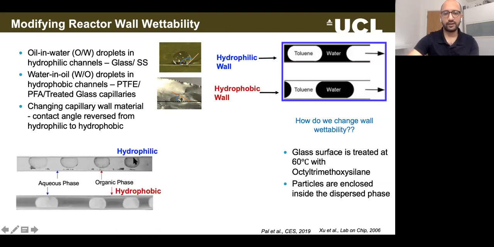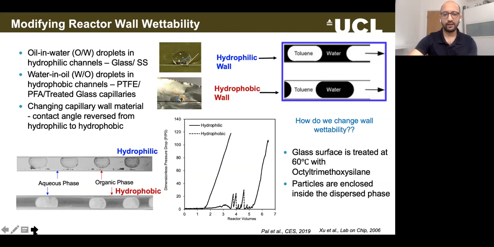So here we see, in the hydrophilic reactor, the particles form outside and in this interface. But when we make the reactor hydrophobic, the particles are enclosed inside these liquid segments, which do not come in contact with the wall. So by making the reactor hydrophobic, we can operate the reactor for longer reactor volumes.